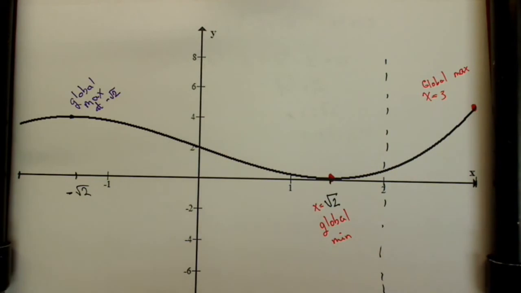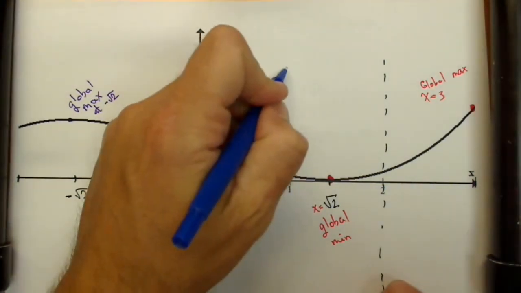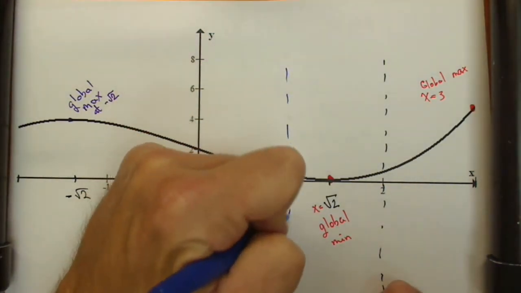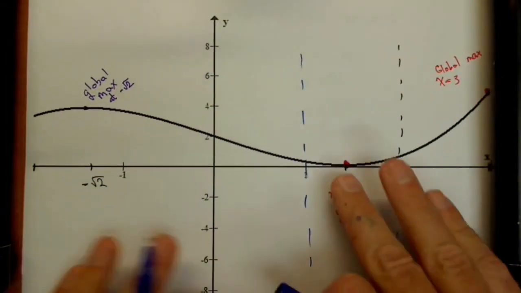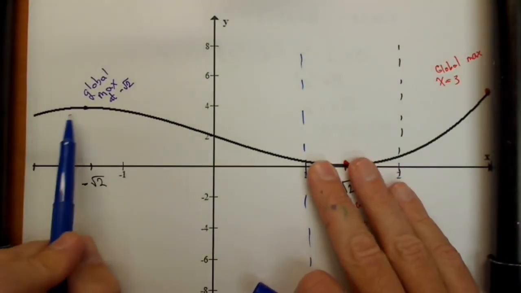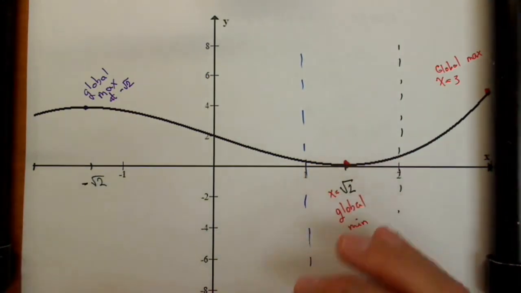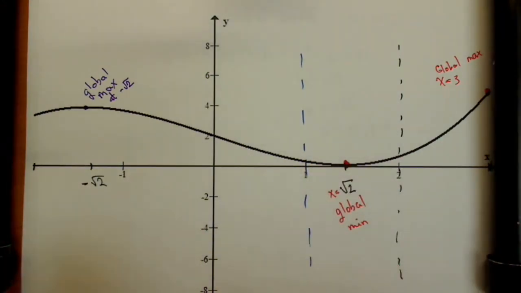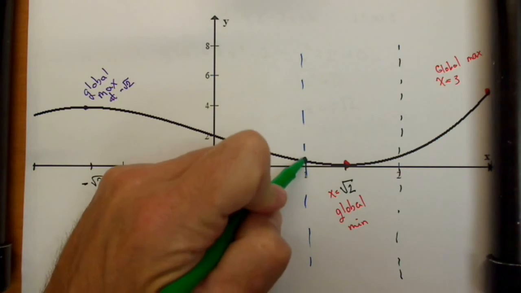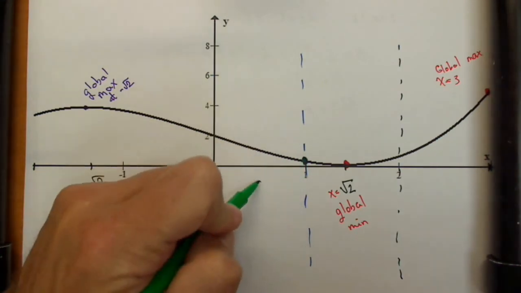We're going to do this again in part E. We're going to cut it off at 1 now. And we're only focusing on this part of the graph. The global max is still going to be at negative root 2, but we can see that our global min is now here at 1.